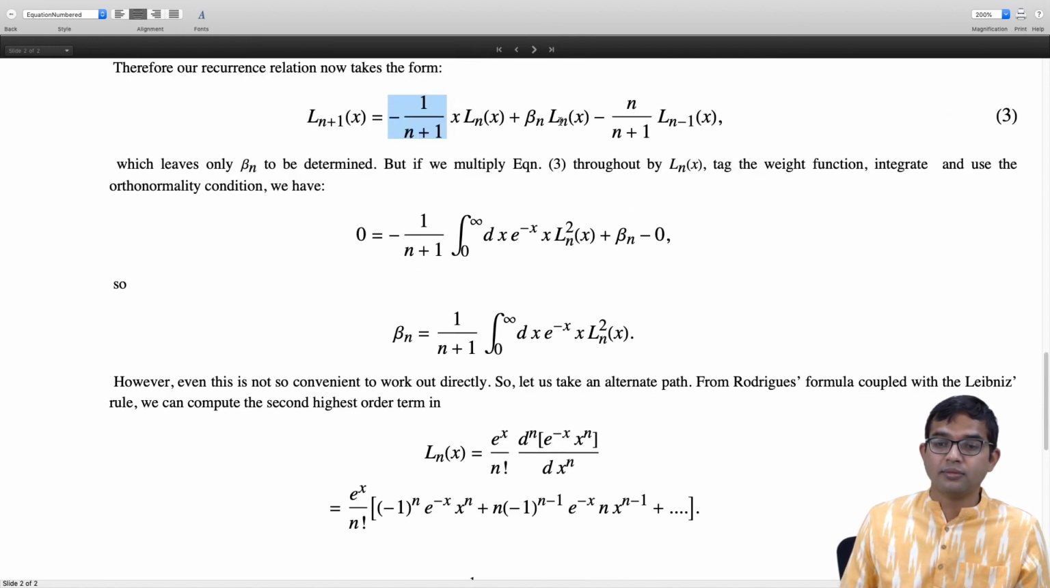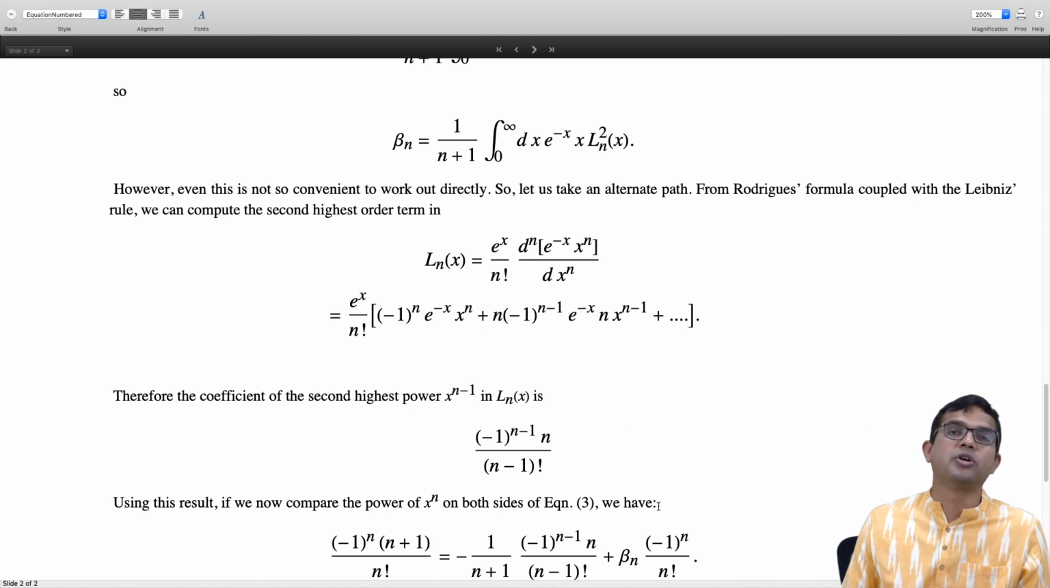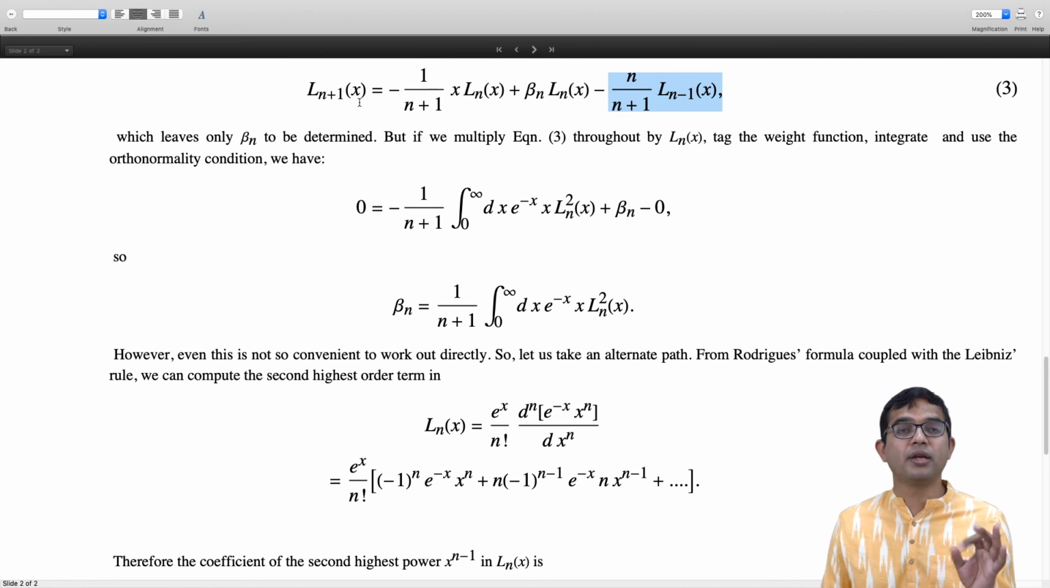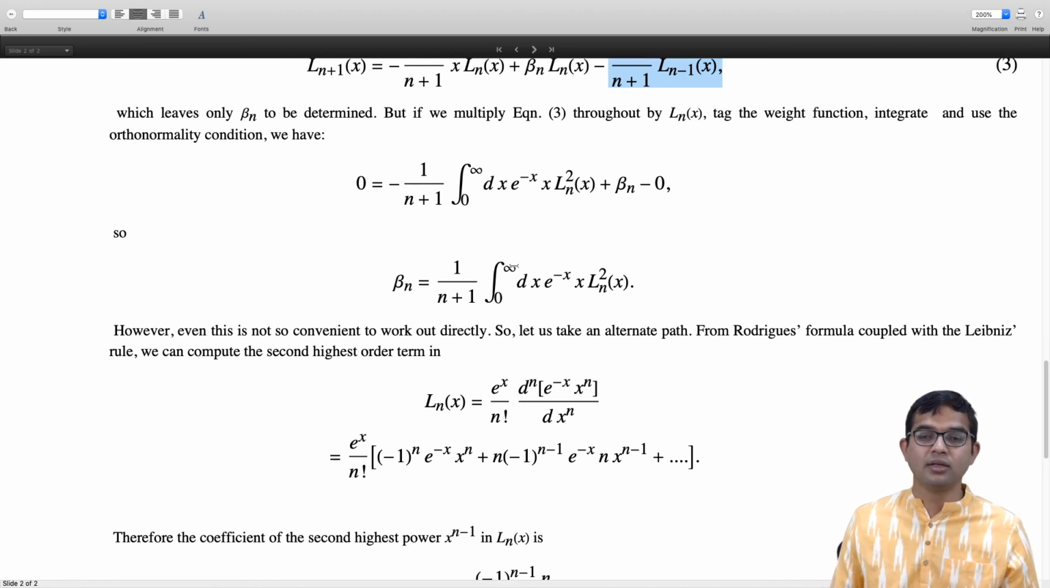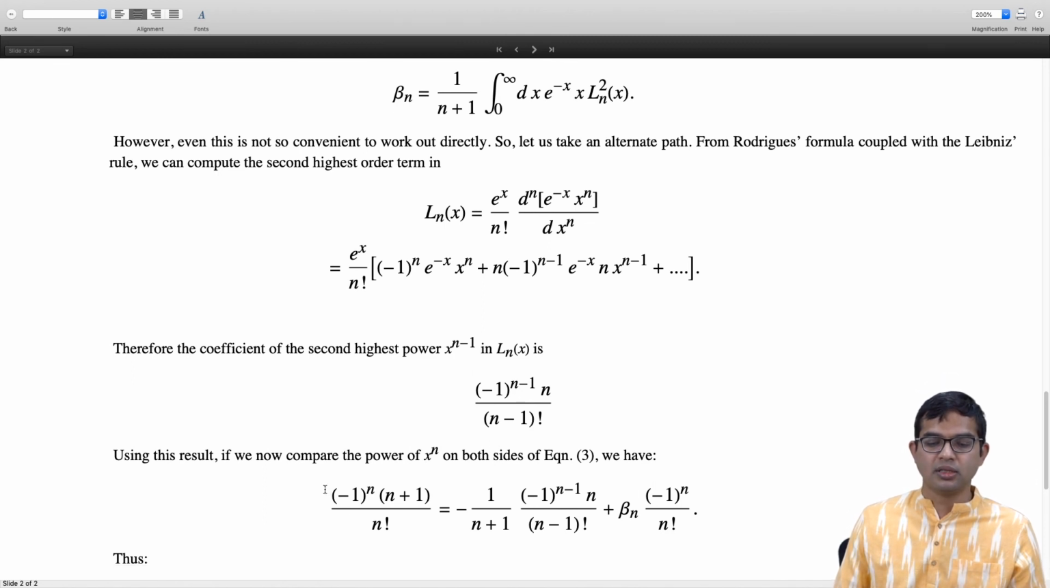So ln is a polynomial of degree n. So we are interested in the coefficient corresponding to x to the n. So that's the highest order term in here, which we already worked out. And so that's nothing but beta n times minus 1 to the n by n factorial. And the other term does not contribute, because this is, after all, a polynomial of degree n minus 1, and we are interested in comparing coefficients corresponding to x to the n. So this won't contribute, and all we have to do is now do some simplification here.